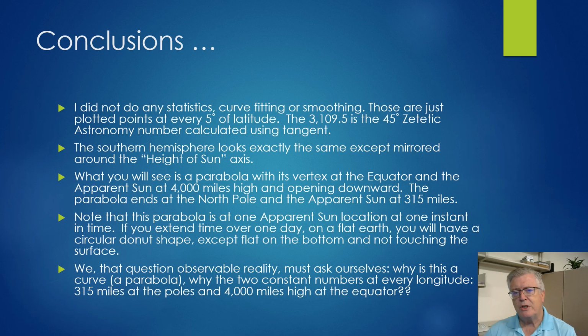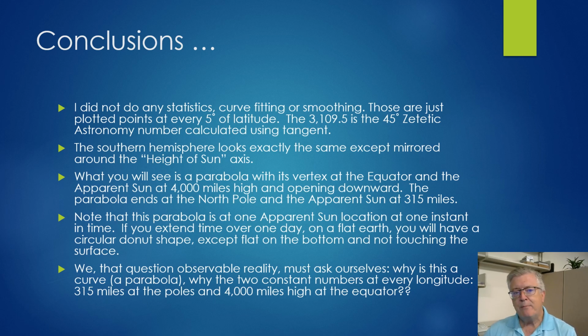So my conclusions from this graph: I didn't do any statistics, no curve fitting, no smoothing, no trend line. Those are just the plotted points at every 5 degrees of latitude. The 3109.5 is the 45-degree Zetetic Astronomy number calculated using the tangent. So I did my own calculation rather than rely on his isosceles triangle.